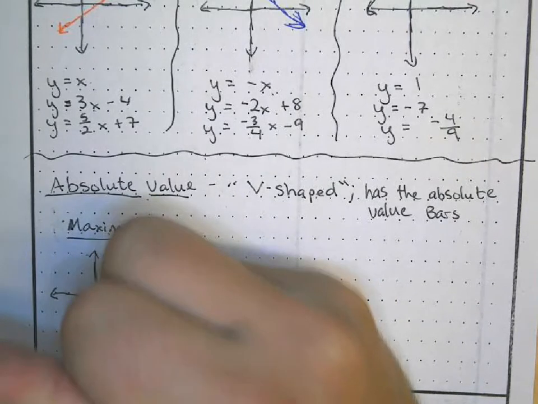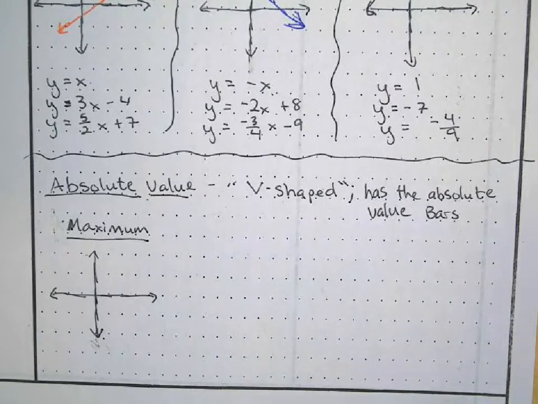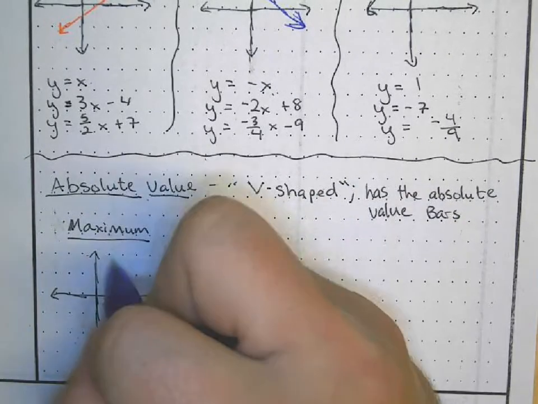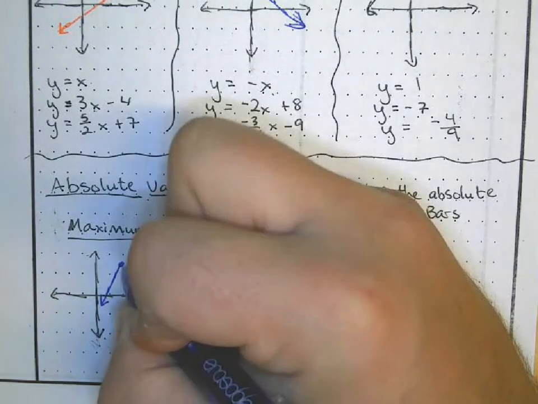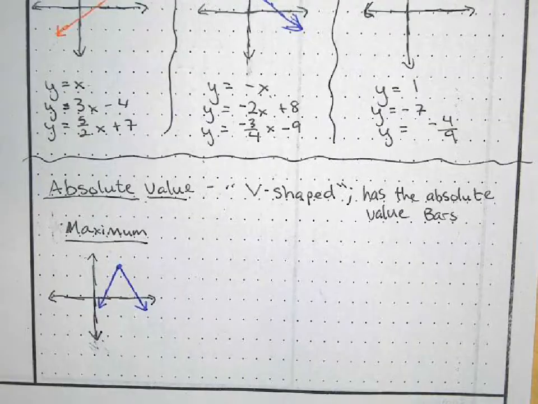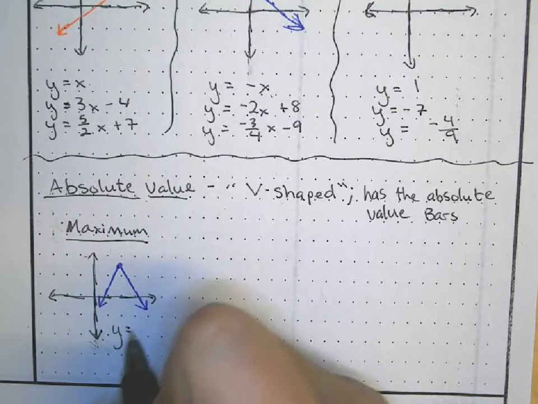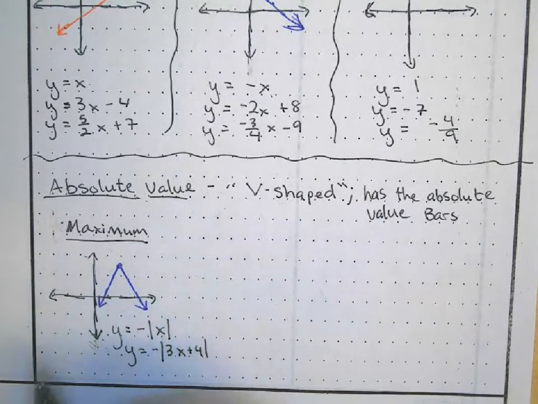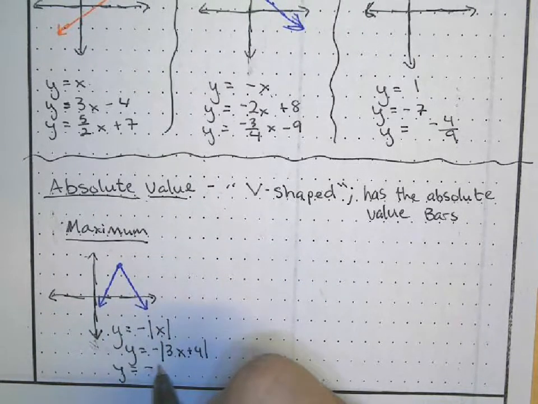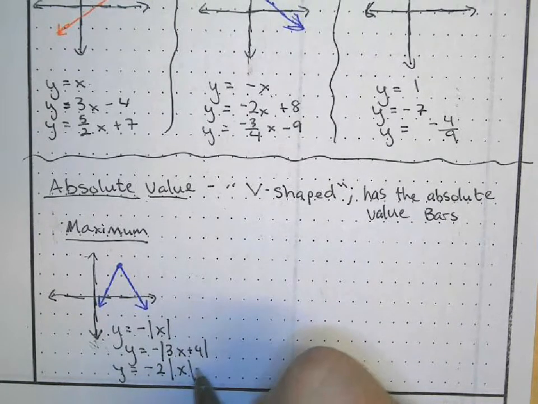Let me do some equations. It's going to be a maximum, and it's V-shaped, but since it's a maximum, it's going to be an upside down V, like so. Some examples of equations are y equals negative absolute value of x, y equals negative absolute value of 3x plus 4, or say y equals negative 2 times the absolute value of x minus 7.